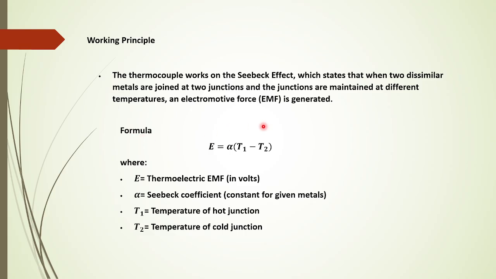So the formula for the electromotive force generated in a thermocouple is E equals alpha times (T1 minus T2). Here E is the thermoelectric EMF, alpha is the Seebeck coefficient, T1 is the temperature of the hot junction, and T2 is the temperature of the cold junction. That is the working principle.